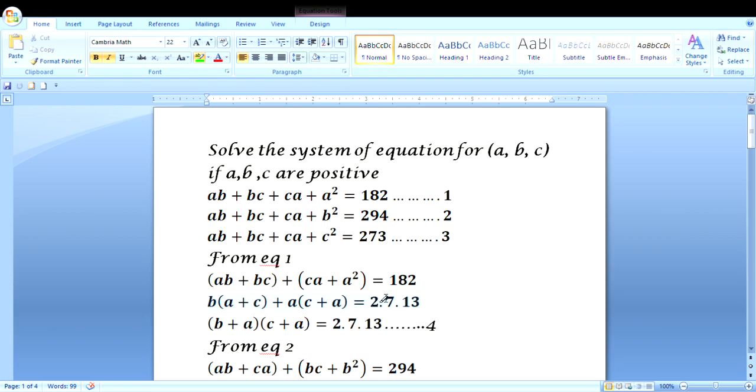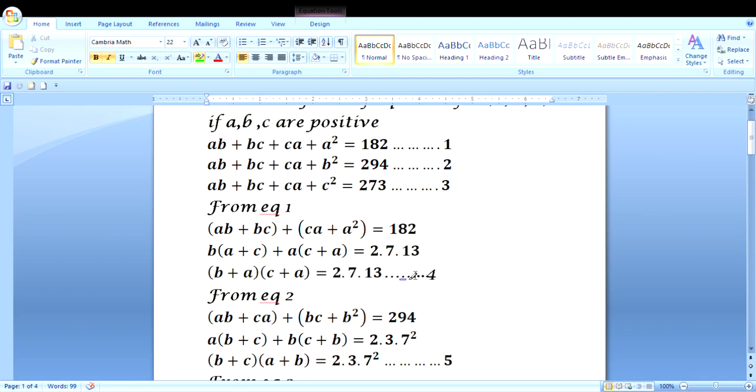This is equal to 182. Now we can also express 182 as a product of its primes in index form. This becomes 2 times 7 times 13. If we factor this out, you see the common factor is A + C, so this becomes (B + A)(C + A) = 2 × 7 × 13, and this is named equation 4.